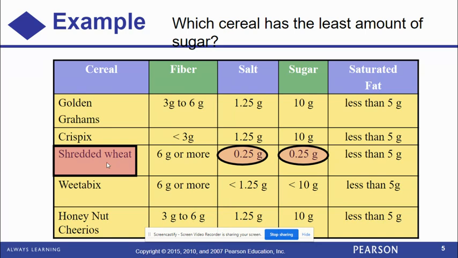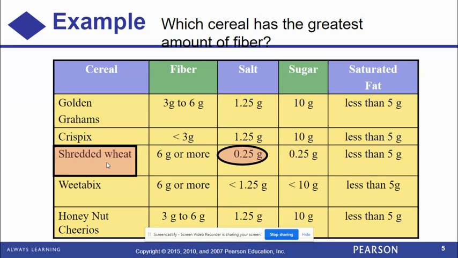Now, if we want to know the greatest amount of fiber, we go to the fiber column, 6 grams or more, and the ones with 6 grams or more are shredded wheat and Weetabix. So both of them give us an idea of what to look for.